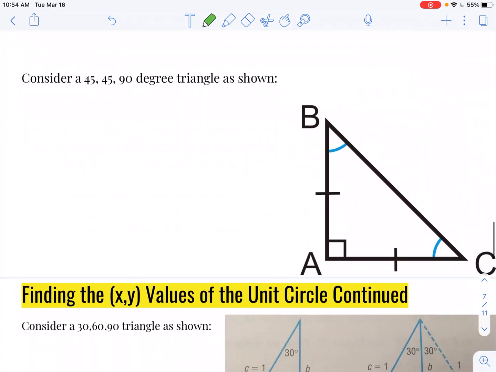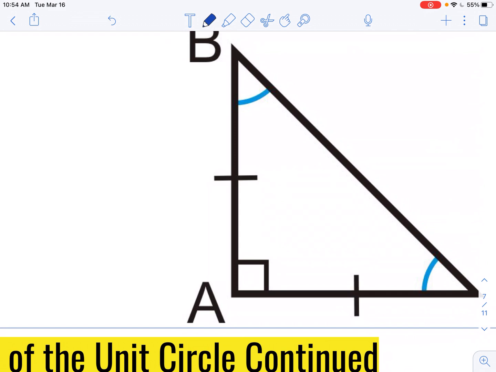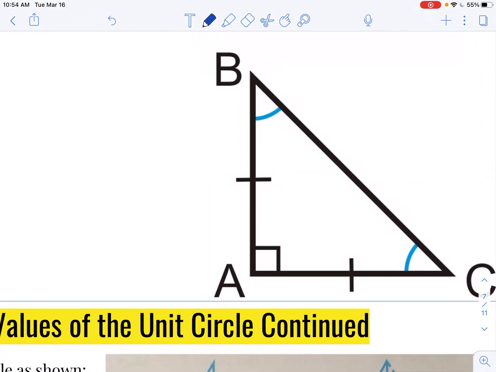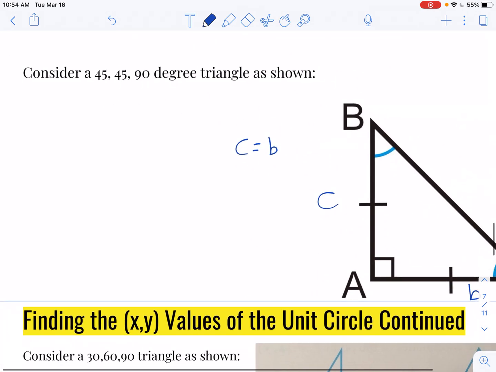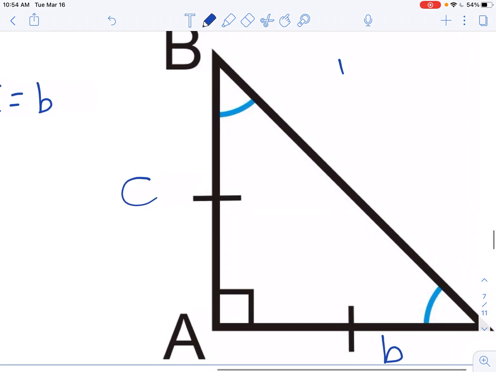What I need to think about are my two triangles. So when I think about this, I've got a 45, 45, 90 degree triangle, and it's shown here. What this means is that angle B and C are equal to each other, and since angle B and C are equal to each other, that means my side length C and my side length B are also equal. C is equal to B. So that means I can go through, and when I solve for my hypotenuse, remember, in the unit circle, the hypotenuse is always equal to 1.